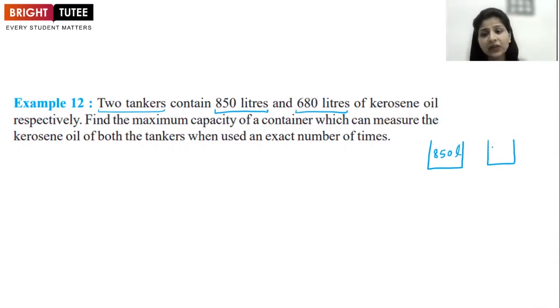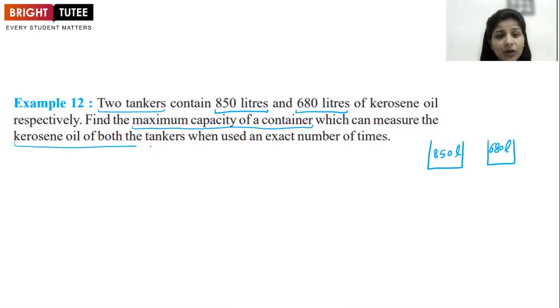Okay, and in the second one we have it as 680 liters. These are the 2 tankers given. Now we have to find the maximum capacity of a container, which can measure the kerosene oil of both the tankers when used an exact number of times. So what is the question actually asking us? We have to tell the maximum capacity of one container if I am measuring it using that container. It should measure the kerosene oil, the quantity, when it is used an exact number of times.